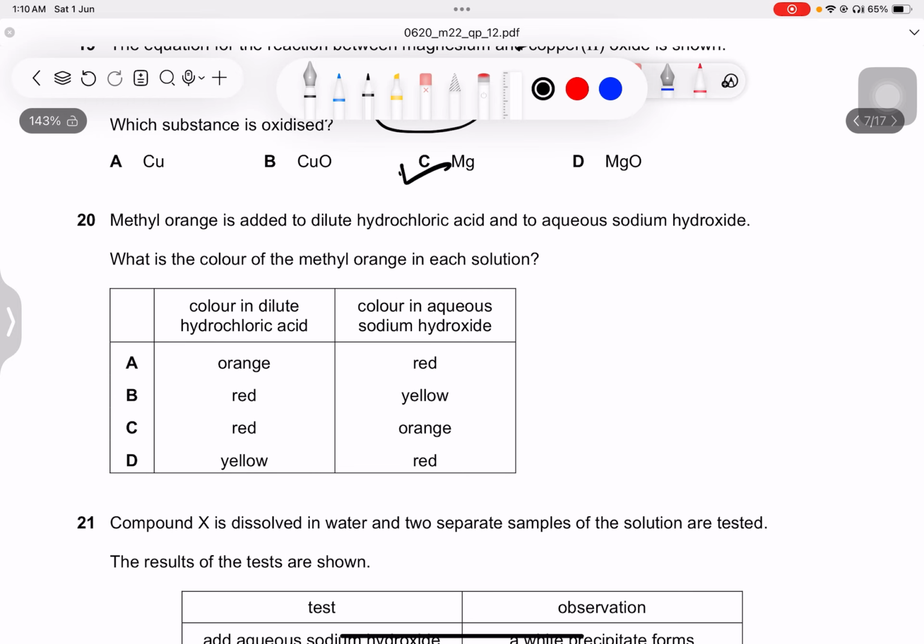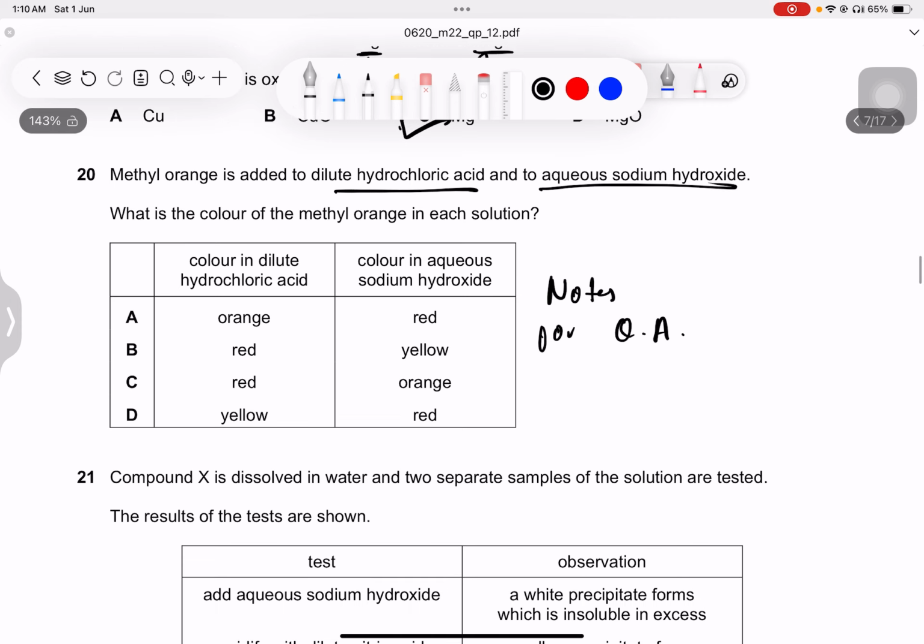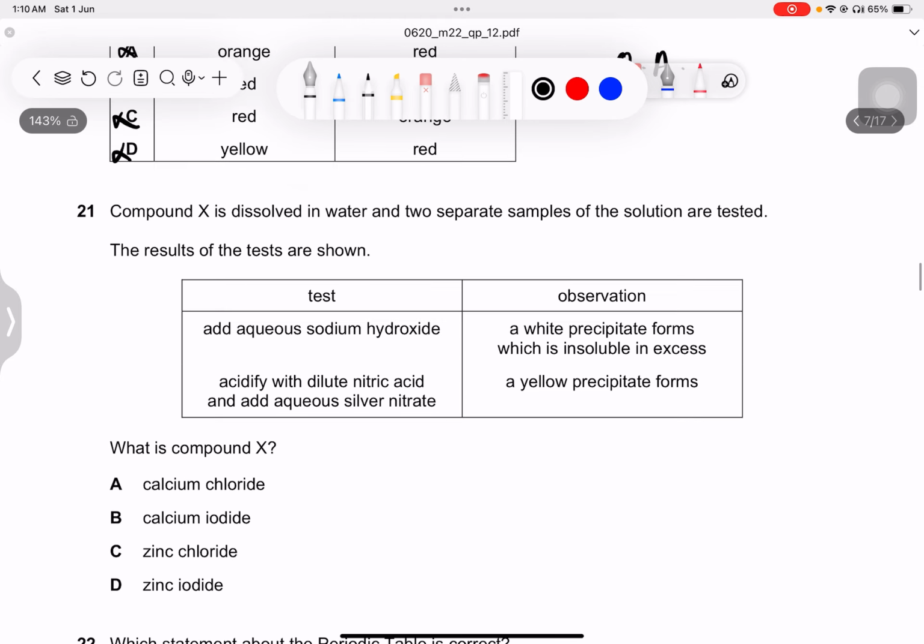Next, methyl orange is added to dilute hydrochloric acid and to aqueous sodium hydroxide. What is the color of the methyl orange in each solution? You can find this in your syllabus notes for qualitative analysis, and this is just pure memorization. Color in dilute acid, it is red. So option A and D are incorrect. Color in aqueous sodium hydroxide, it is yellow. So option B is correct.